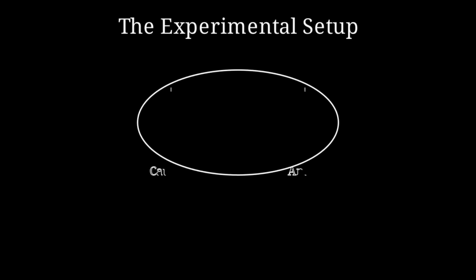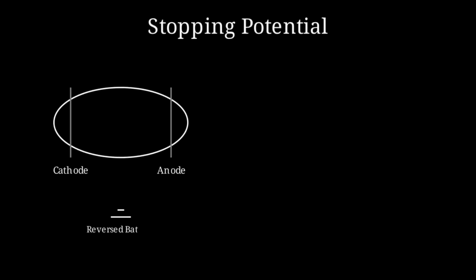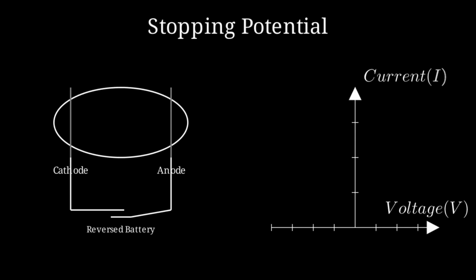In a laboratory, this is measured using a vacuum tube. Light hits the cathode, and the emitted electrons travel to the anode, creating a measurable electric current that we can analyze. By applying a reverse voltage, we can find the stopping potential, which is the exact voltage needed to stop even the fastest electrons. This allows us to calculate their maximum kinetic energy precisely.